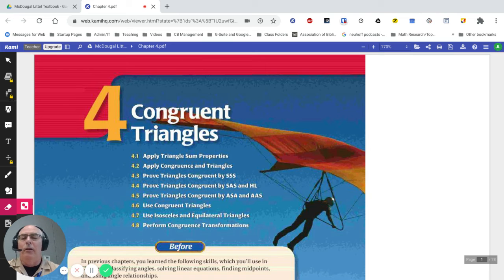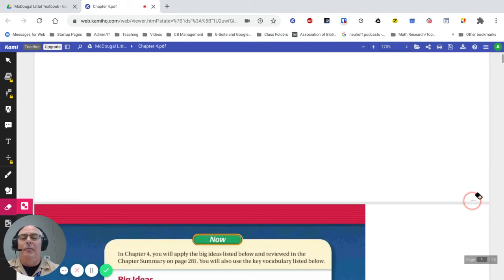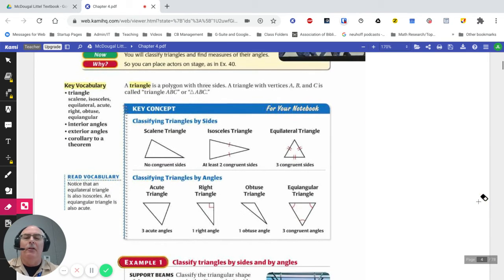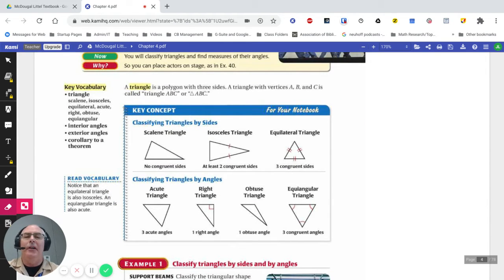In Chapter 4, we're going to be evaluating triangles, looking specifically at understanding different properties of triangles, and then showing how different triangles can be congruent with each other. Beginning in Lesson 4.1, we start with classifying triangles by either their sides or by their angles.